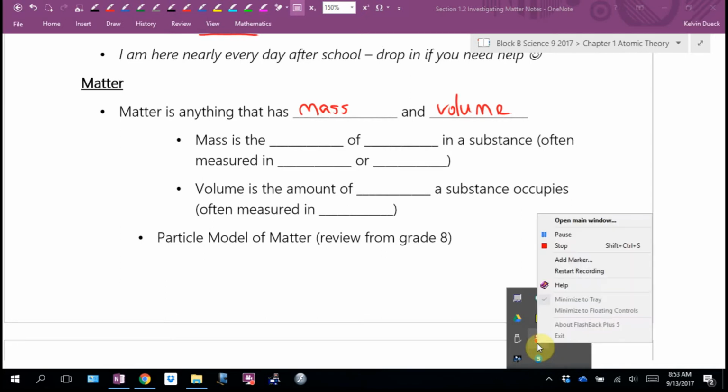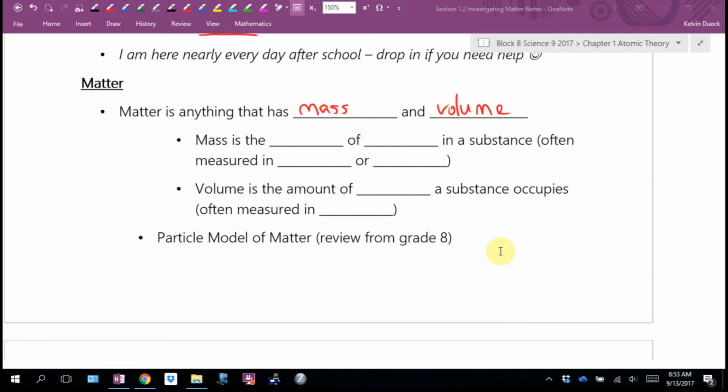Honest it was. So I've just told you that matter is anything that has mass and volume. I guess I should tell you what we mean by mass and volume. So, mass is the amount of matter in a substance. Often we measure mass in grams or kilograms.